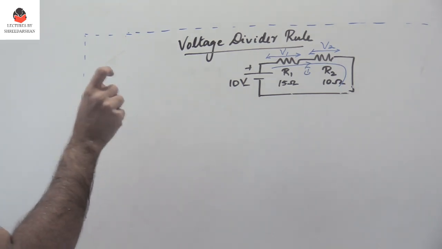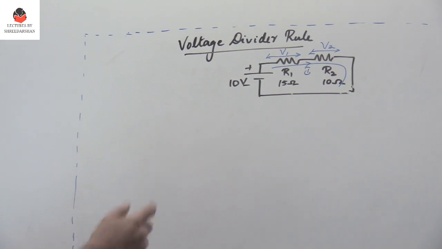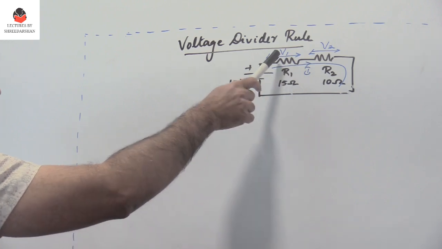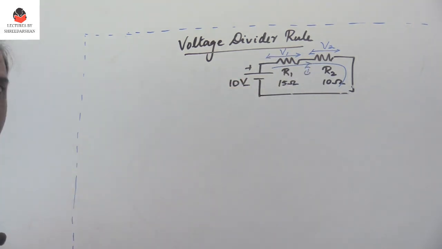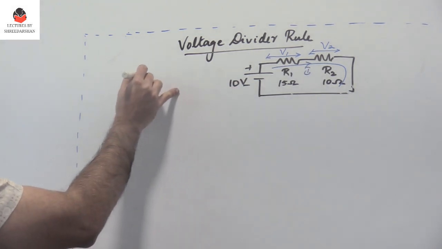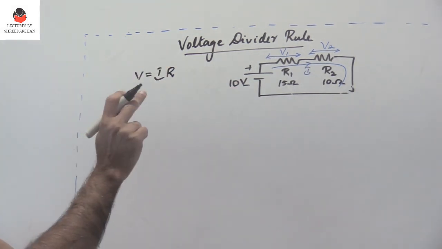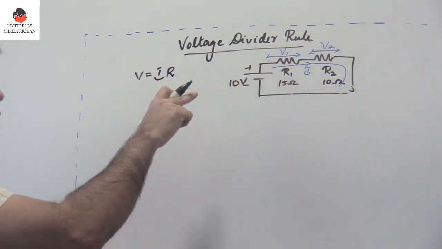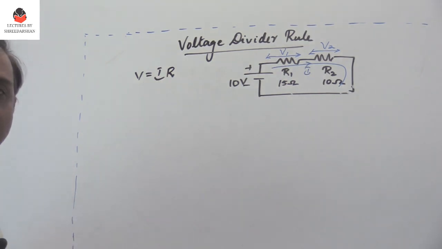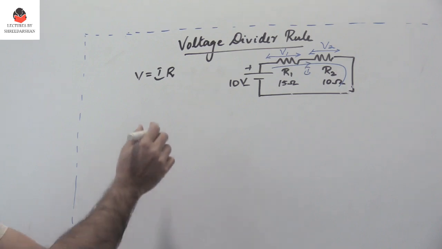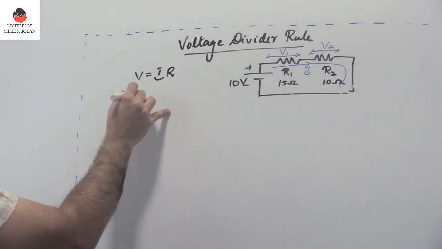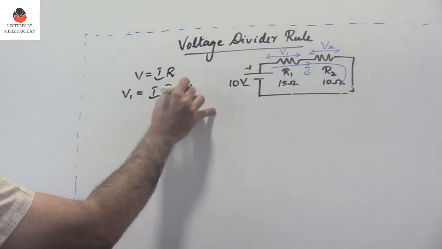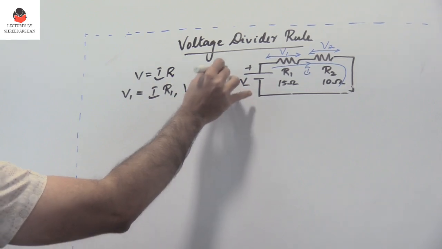So now, how do we find V1 and V2 using the voltage divider rule? Of course, we can find the value of I, and we can multiply I into R1 to give V1, and I into R2 to give V2. So we know that V equals I into R, where I is the current flowing in the circuit. The same current flows through R1 and R2 because both the resistors are in series. So we can find V1 by multiplying the current I into R1. Similarly, V2 equals I into R2.